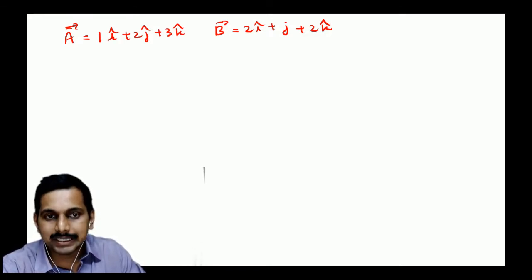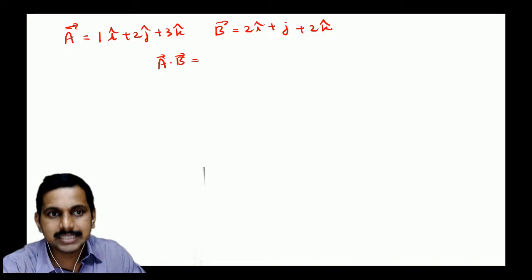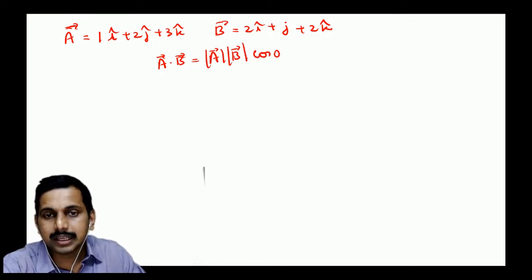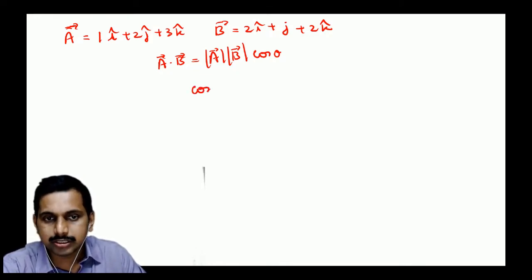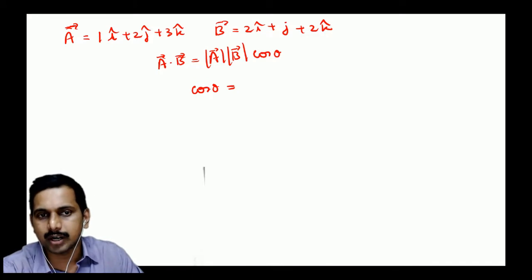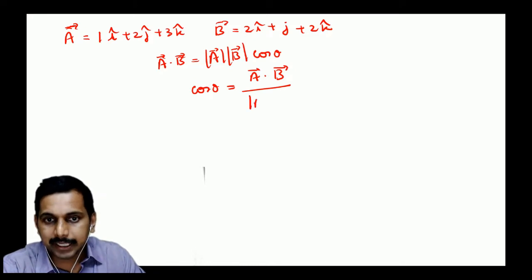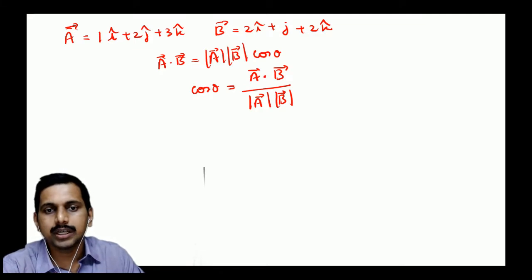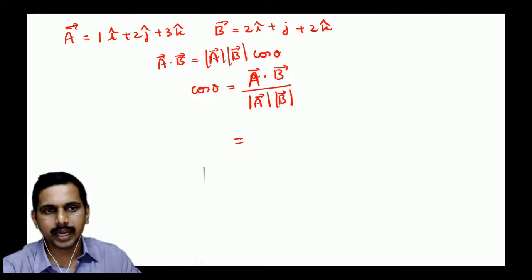We do that by saying we know that A dotted with B is equal to A magnitude into B magnitude into cos theta. Theta is the angle between these two vectors. So if you want to find out cos theta we can find out as A dotted with B divided by magnitude of A into magnitude of B. This is how we can find out the angle between any two vectors. Can we do this, students? Let us do that.